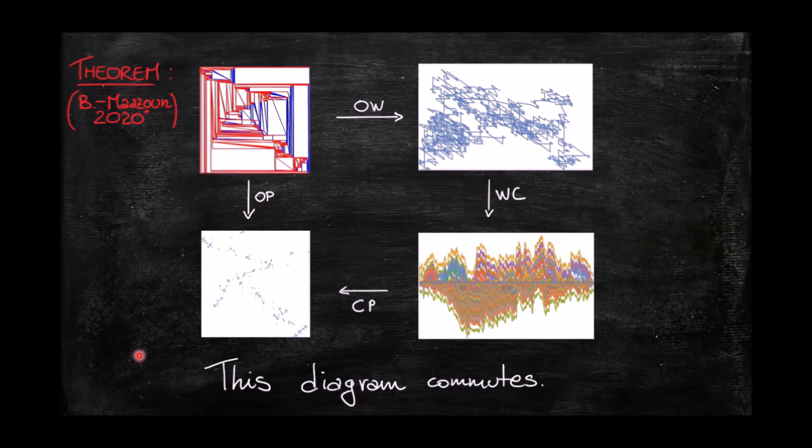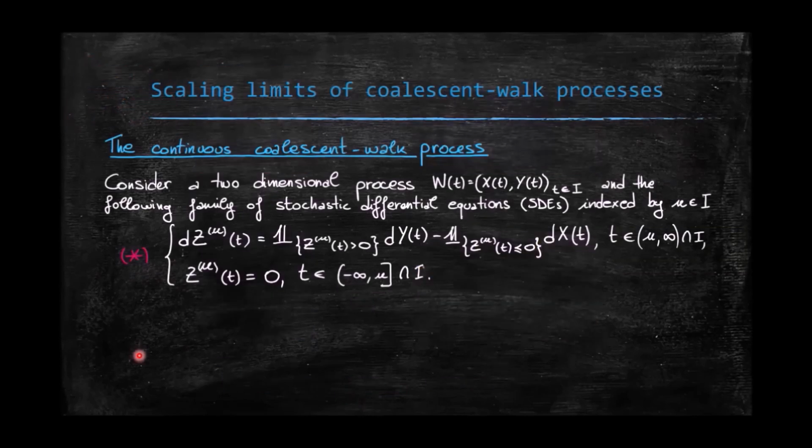Now we move to the scaling limit result. Let me first introduce the potential scaling limits for coalescent walk processes. We have to consider a two-dimensional process, WT, and the following family of stochastic differential equations that are indexed by time u in an interval I. So the stochastic differential equation is the following. The process is 0 before time u, and after time u is following the y projection when it is positive, and the minus x projection when it is less or equal than 0.